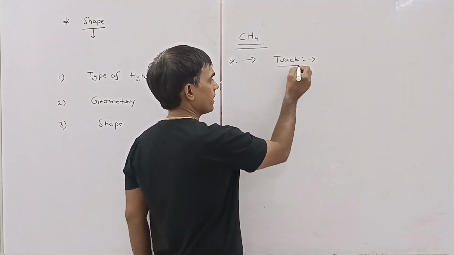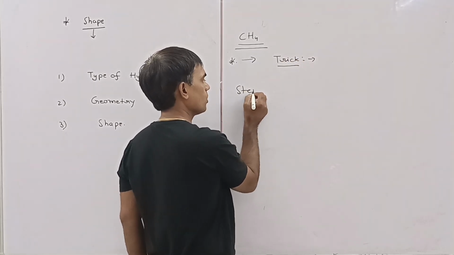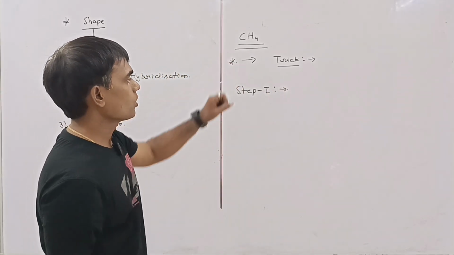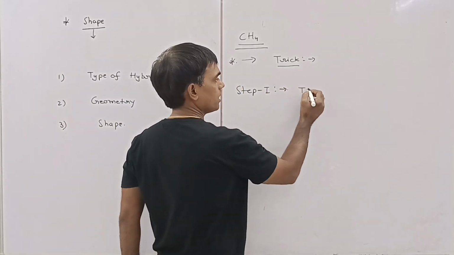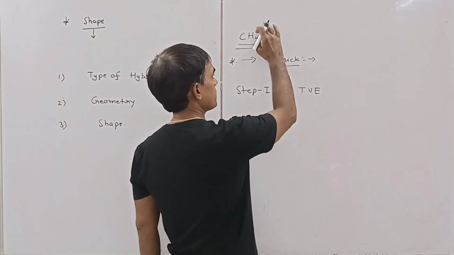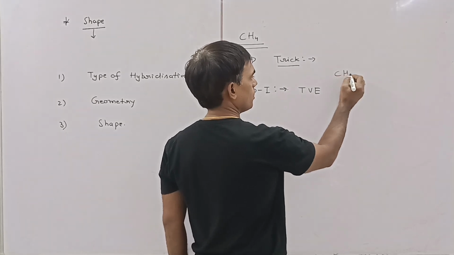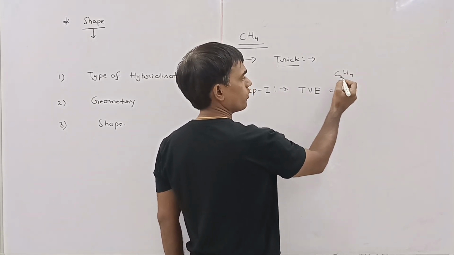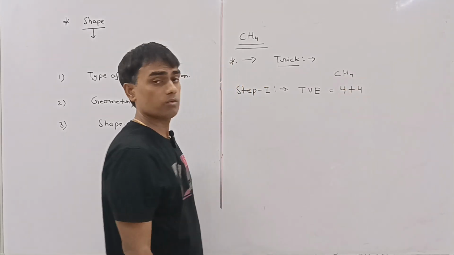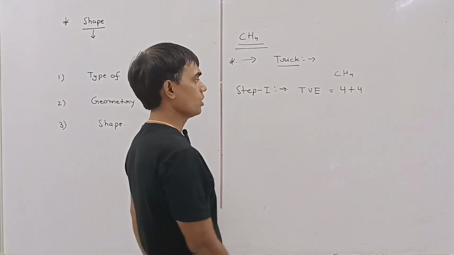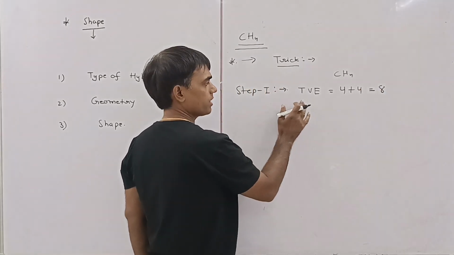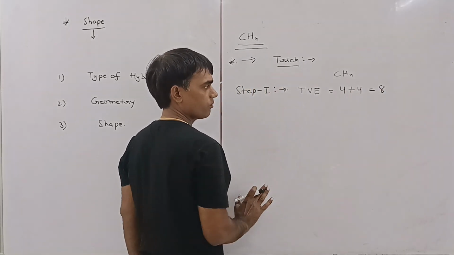What is that trick? It consists of a few very simple steps. Step 1: find out the total number of valence electrons, TVE, in the CH4 molecule. The total number of valence electrons for carbon is 4, and for hydrogen it is 4 because there are 4 hydrogens. One hydrogen has 1 valence electron, so the total number of valence electrons is 8. Now step 1 is over. You have found out the total number of valence electrons.